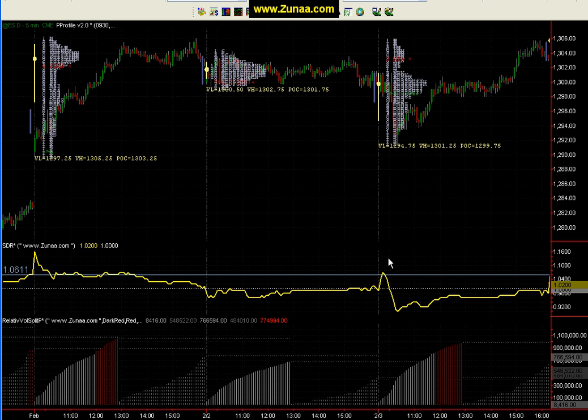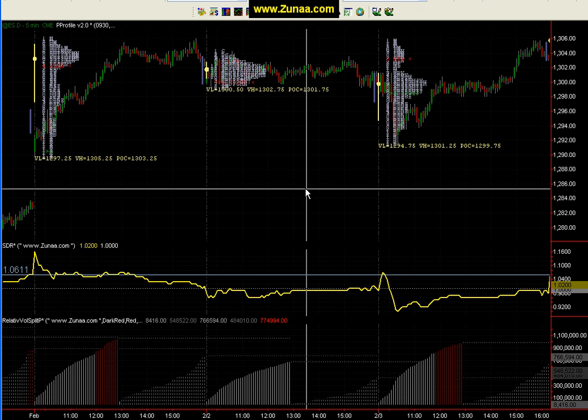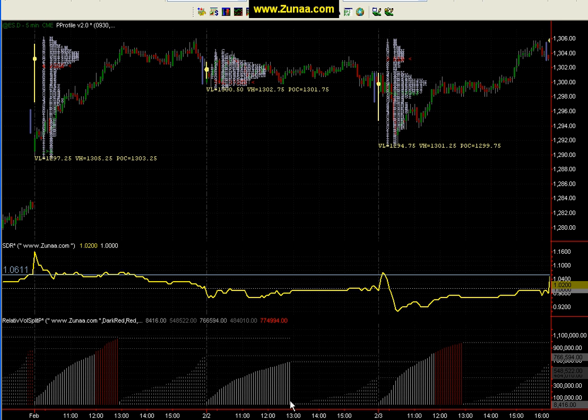So again, a good combination: relative volume split progression, the SDR, and price profile. For my style of trading, that's a great combination. But again, these indicators could be used for any type of trading strategies or indicators that you're using. It's just a matter of combining them, and it's a great way to find imbalances.